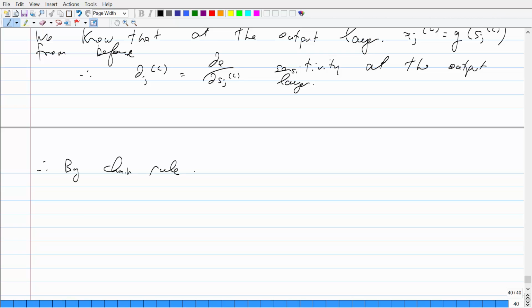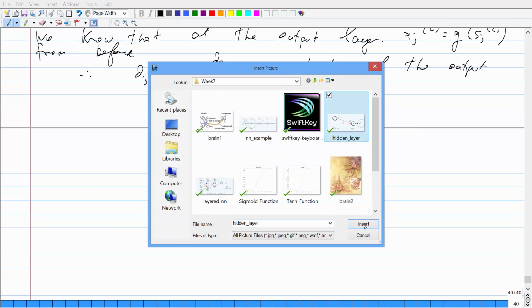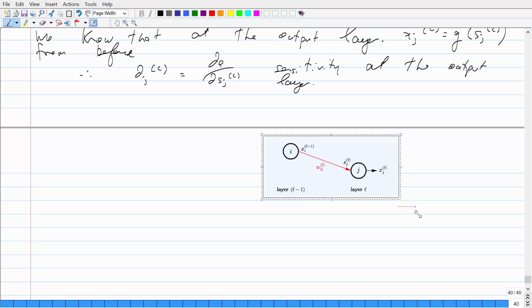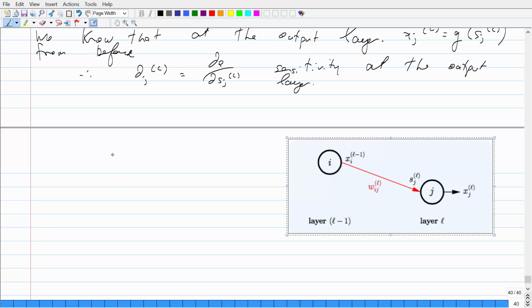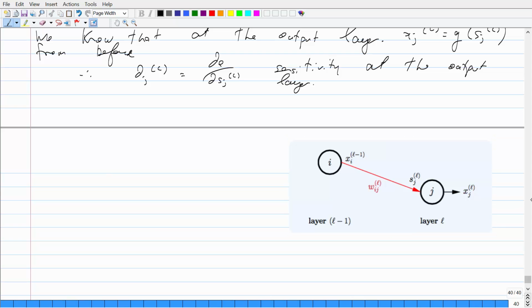Okay, the chain rule, here we go. Let me just give you a little information before we start. Let me introduce this one more time. If we take a look here, this is the output layer, right? Okay, so this is a sensitivity.